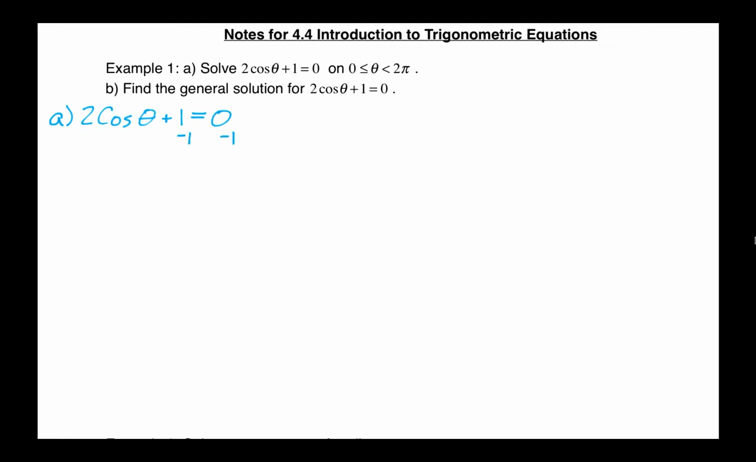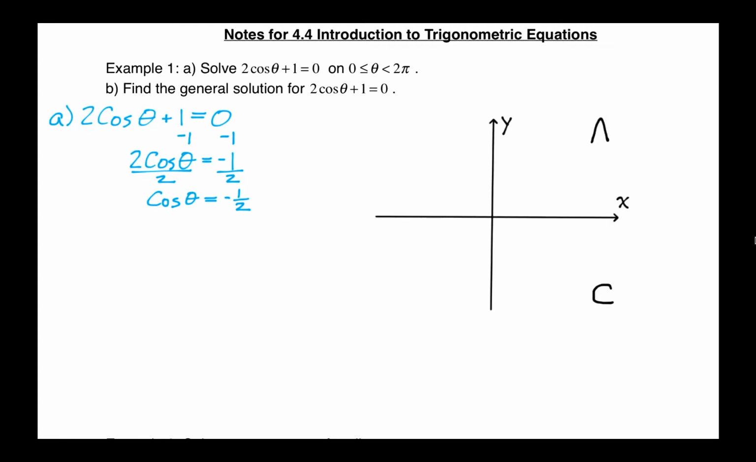So we subtract 1 from both sides. We divide both sides by 2. We're looking for where cosine theta is equal to negative 1/2. And cosine is negative in these two quadrants, 2 and 3. So we draw terminal arms in each of those quadrants, and we make the side lengths fit the situation.